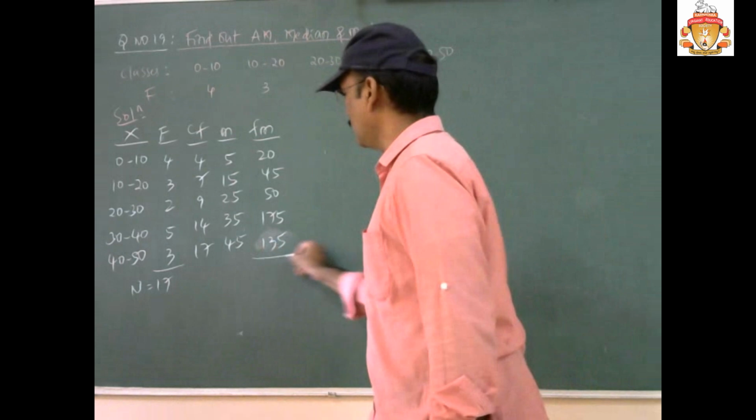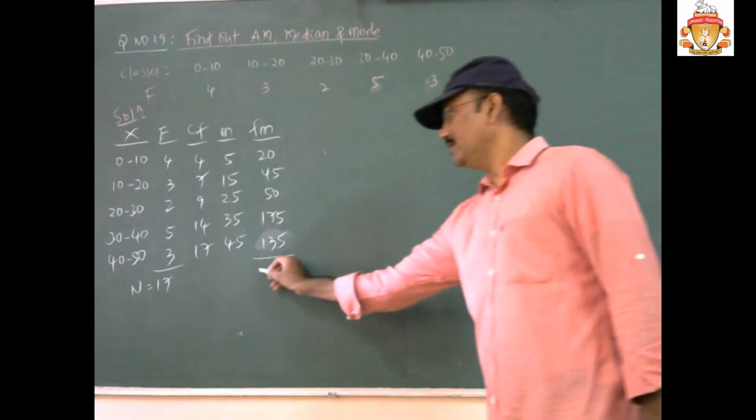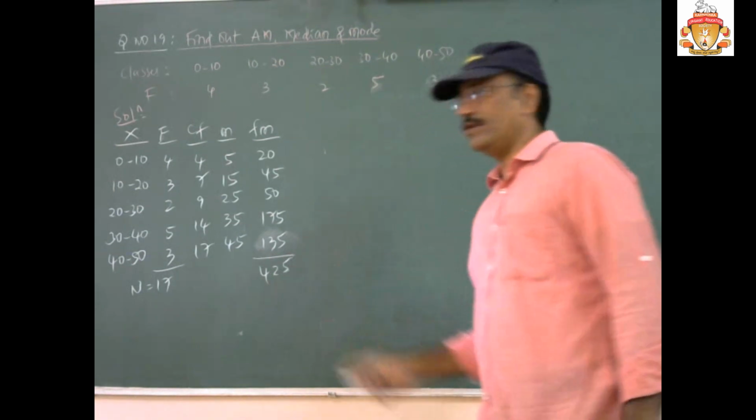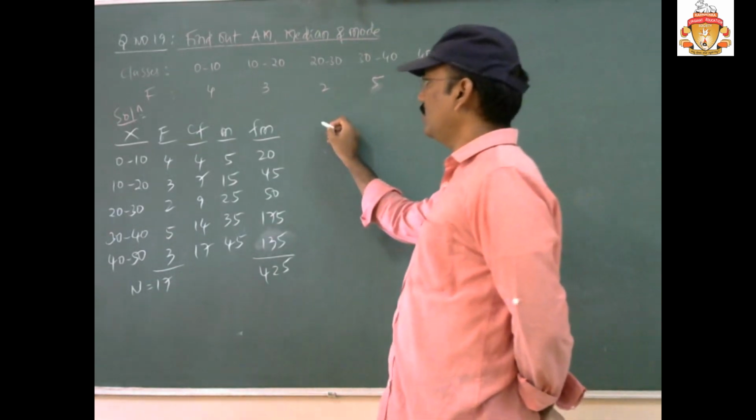So find the total now. Total of fm: 20 plus 45 plus 50 plus 175 plus 135. So the total is 425. You check once whether the answer comes the same or not. 20, 45, 50, 175, 135. Total is 425. So now what do you have to do?